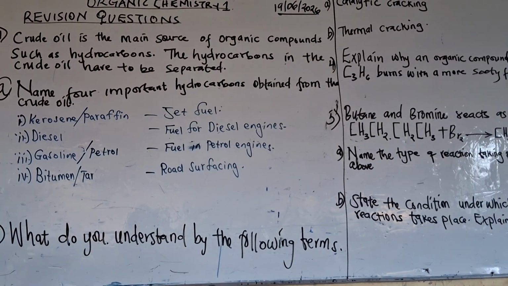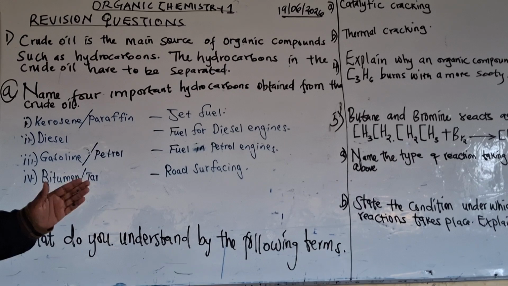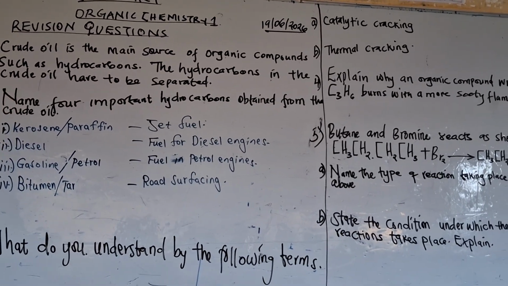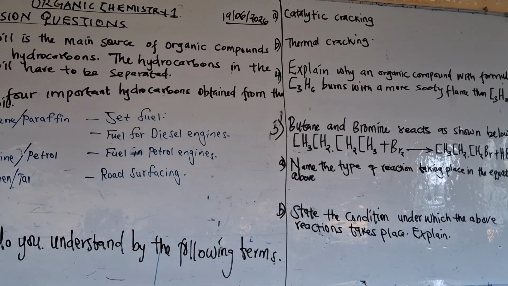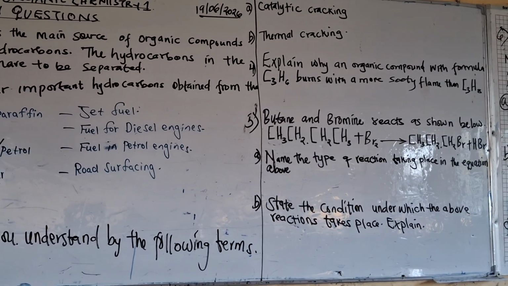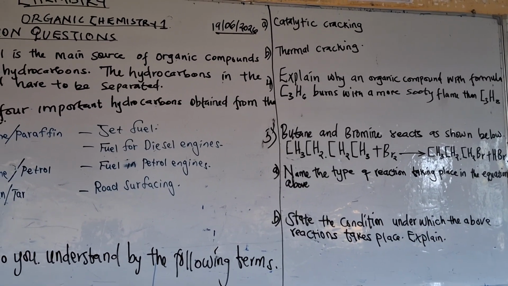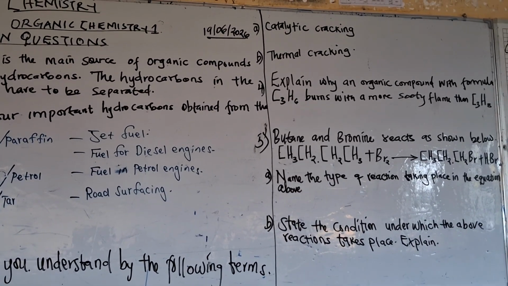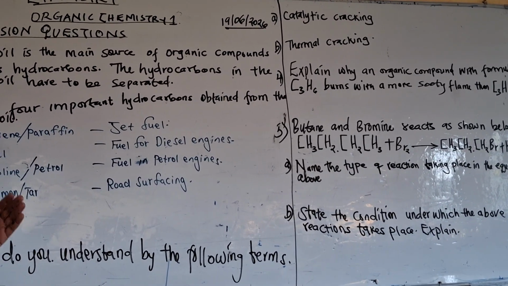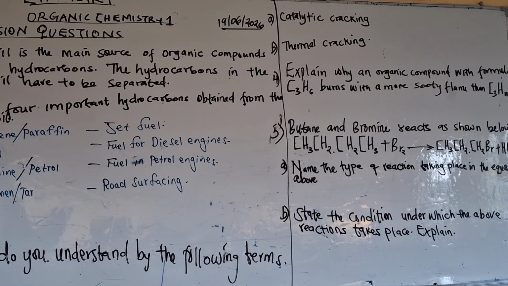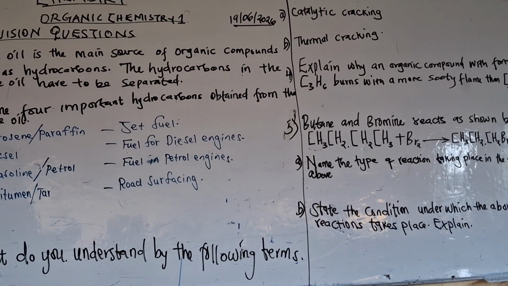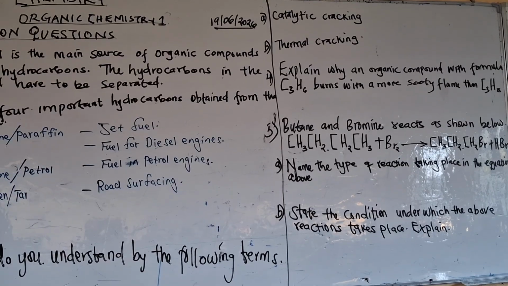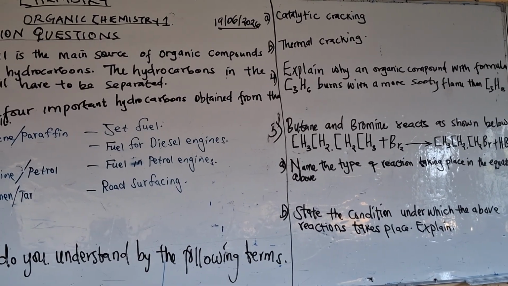What do you understand by the following terms? Catalytic cracking and thermal cracking. So for the case of catalytic cracking, let's start with thermal cracking. For thermal cracking, what happens? A long chain alkane is broken down to short chain alkenes, and hydrogen in the presence of high temperature.